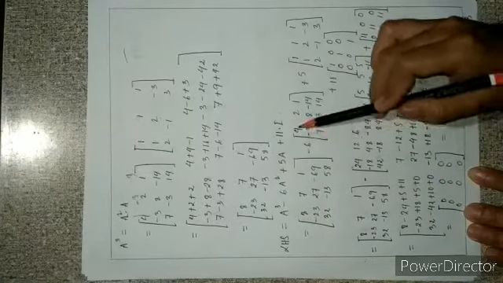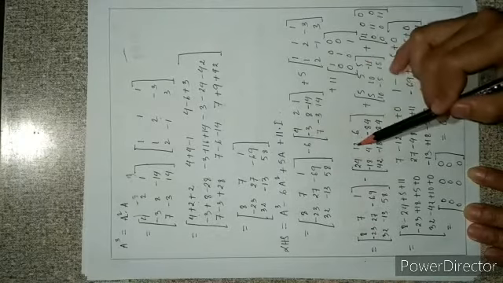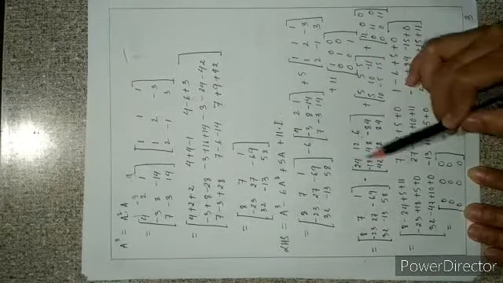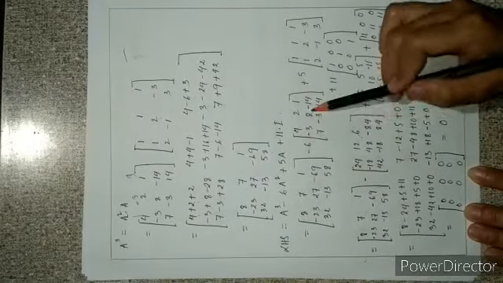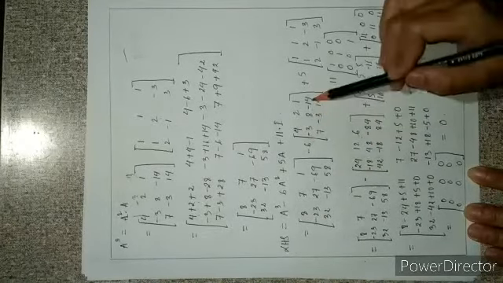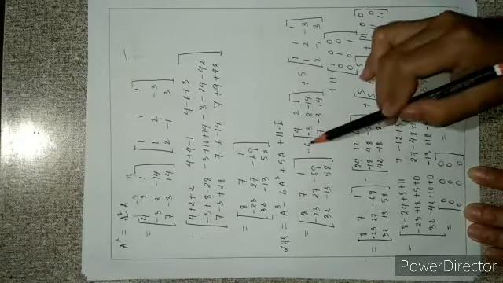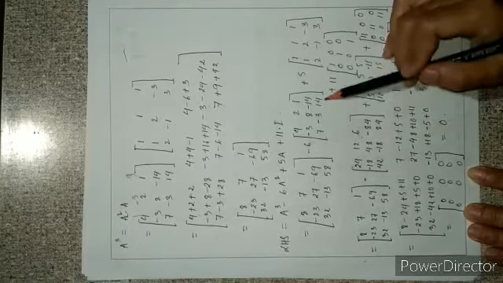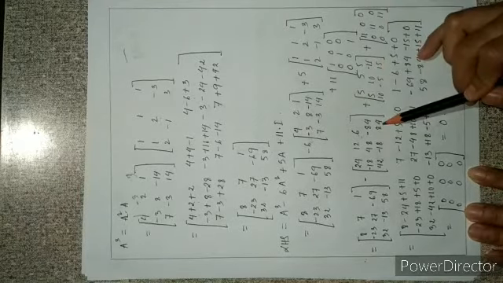by 6. 6 into 4, 24. 6 into 2, 12. 6 into 1, 6. 6 into minus 3, minus 18. 6 into 8, 48. 6 into minus 14, minus 84. 6 into 7, 42. 6 into minus 3, minus 18. 6 into 14 is plus 84.